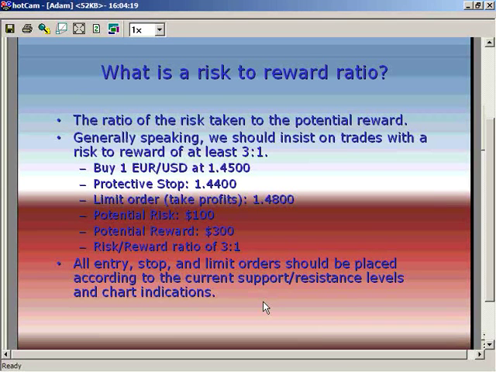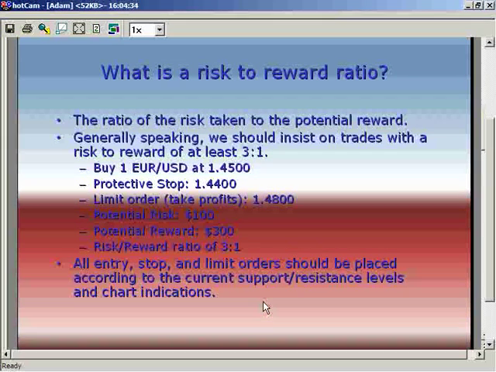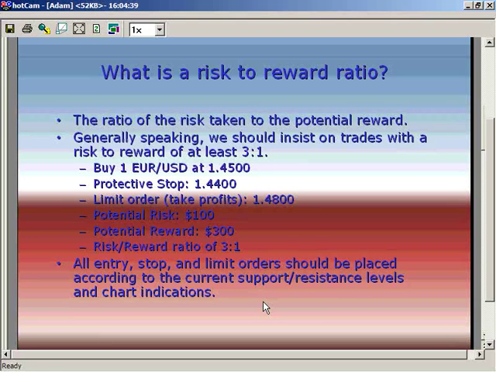Buy one contract of the euro dollar at 145. We place a protective stop at 144. We place our limit order to take profits at 148. Our potential risk is $100 on the mini lot, 100 pips. Our potential reward is 300. 3 to 1. 300 potential profit, 100 potential risk, 3 to 1.